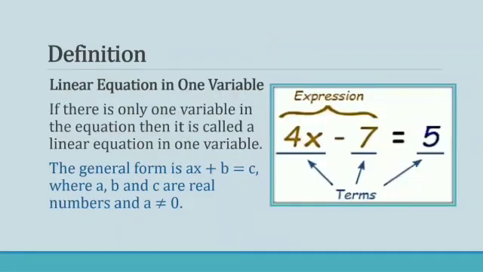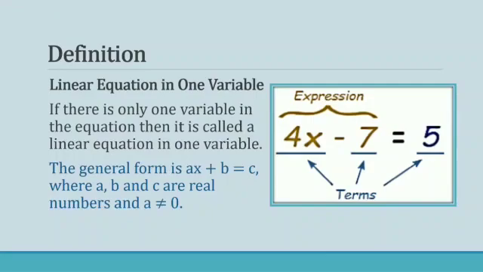Definition of a linear equation. Linear equation in one variable. If there is only one variable in the equation, then it is called a linear equation in one variable. Linear equation is the one where the highest power of the variable is 1, and if there is only one variable in such equation, then it is called linear equation in one variable. The general form is ax plus b is equal to c, where a, b and c are real numbers and a is not equal to 0.